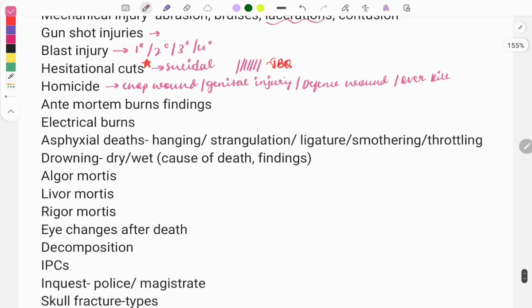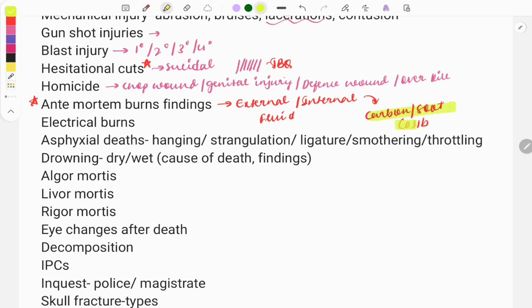Then moving on to the burns. Burns is also a very important topic. Questions are asked on the antemortem findings and the postmortem findings of the burns. Findings of the burns are classified into the external findings and the internal findings. In the external findings, you can find positive fluid in the blisters, inflammation present, redness, and increase in the enzymes. And the internal findings are the carbon in the airways, deposition of the soot in the airways, and the carboxyhemoglobin. So these are the findings, very, very important, seen in the internal findings, suggestive of the antemortem burns, and multiple times this question is asked.